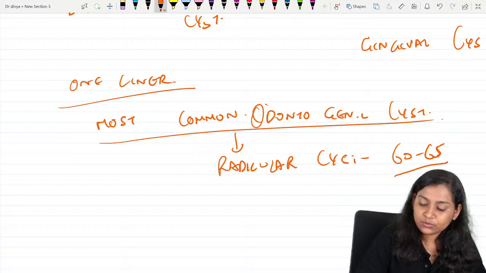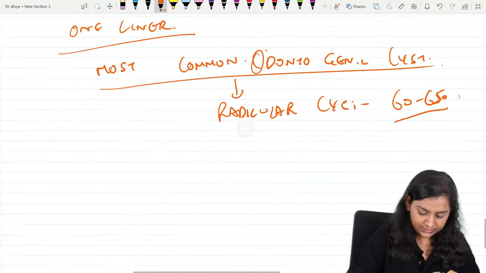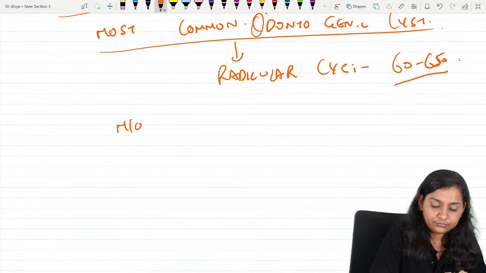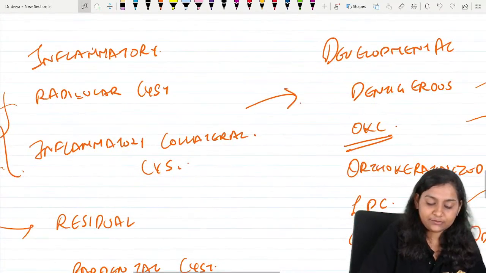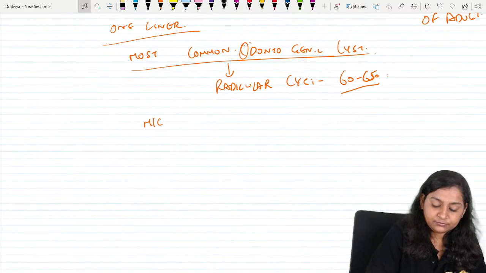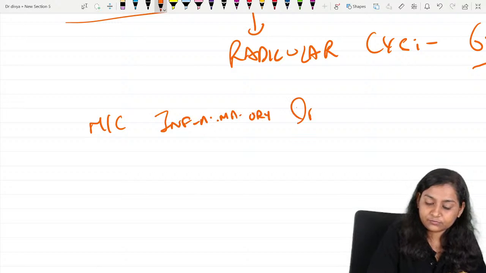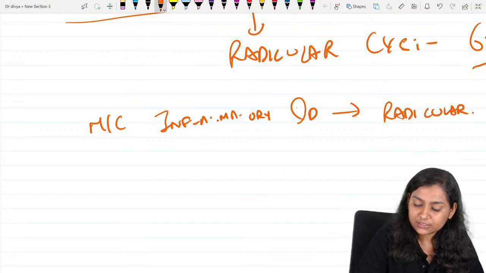It is 60 to 65%. Now tell me, which is the most common inflammatory odontogenic cyst? Most common. Just see the classification. This is the inflammatory. Most common inflammatory odontogenic cyst. Again, the answer will be radicular cyst.